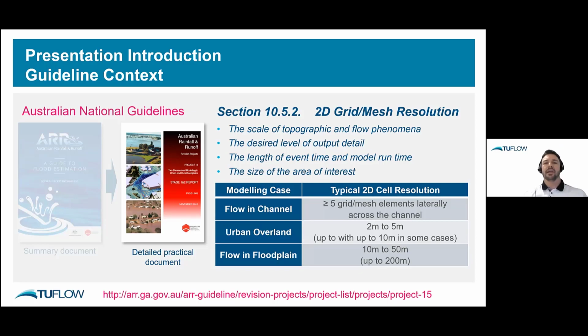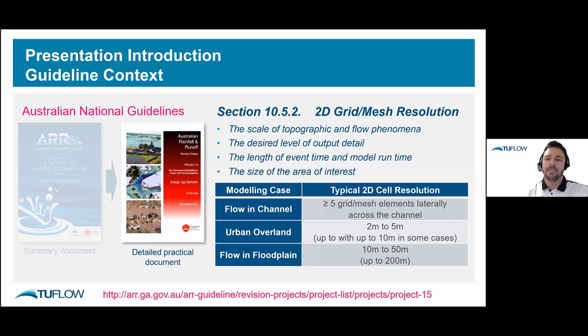Now, of those 300 pages, there's one which looks at cell size. And it's literally one page out of 300, but it's a very important topic. The guideline states, and this is in section 10.5.2, that when you're selecting an appropriate cell size for your modelling, you need to consider a few different things. There's the scale of the topographic and flow phenomena, your desired level of output detail, the length of the event time, and also your simulation time, and also the size of your area of interest.